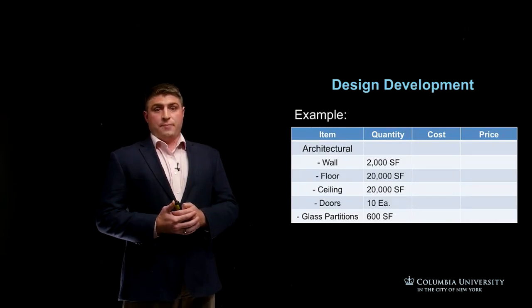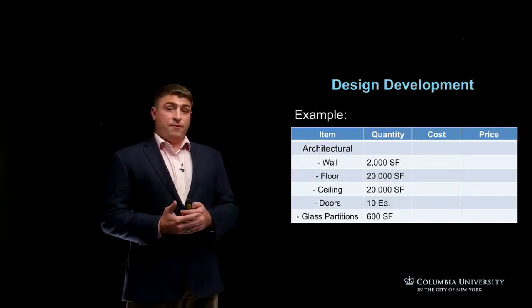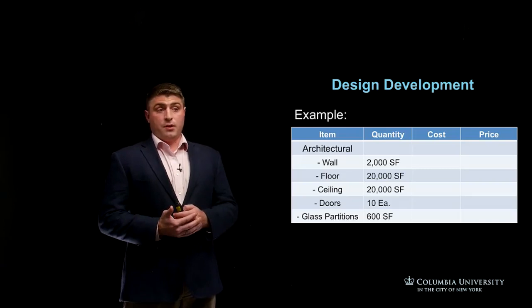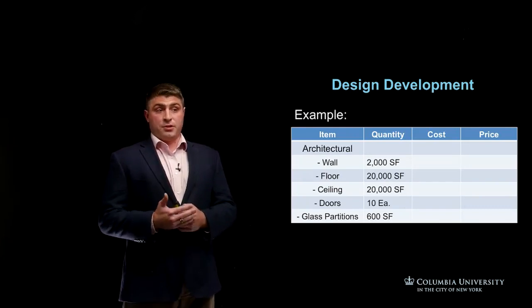As you can see in our example, the details of the estimate have become more defined. We have selected to analyze specifically the architectural items within the design development level plans. We can now understand the intent as it pertains to walls, flooring, ceiling, doors, and glass partitions. You can even begin to associate quantities to each of these individual items at this level of design.